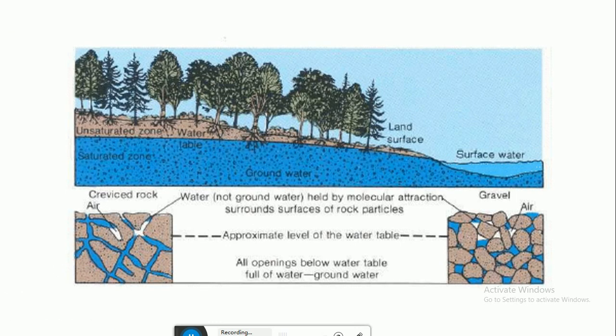And this is the picture, an overview of primary and secondary openings. You can understand this is the surface water, this is the groundwater, the land surface, the rock, water held by molecular attraction surrounding the surfaces of rock particles, the approximate water level, and gravel. These are the primary openings and so on.